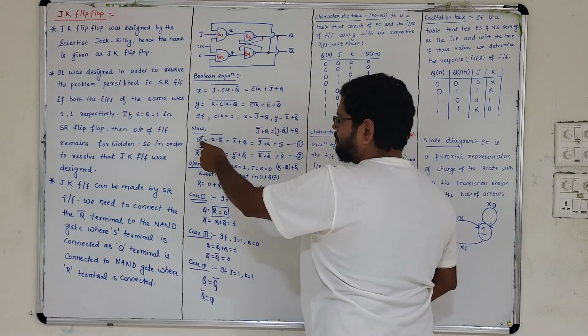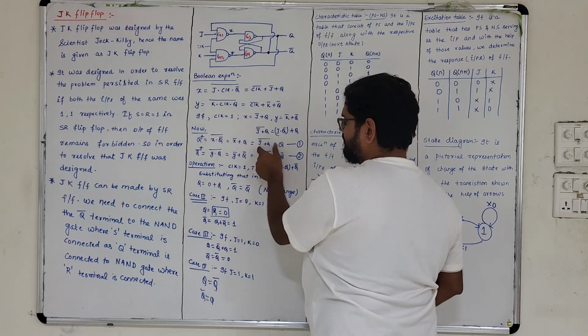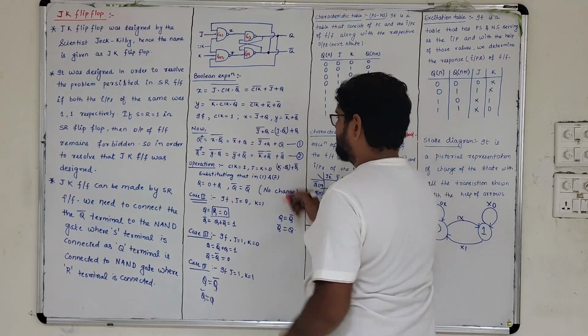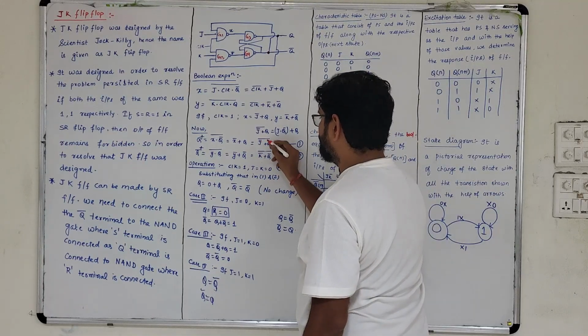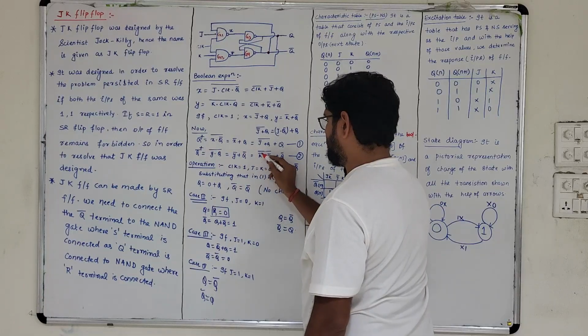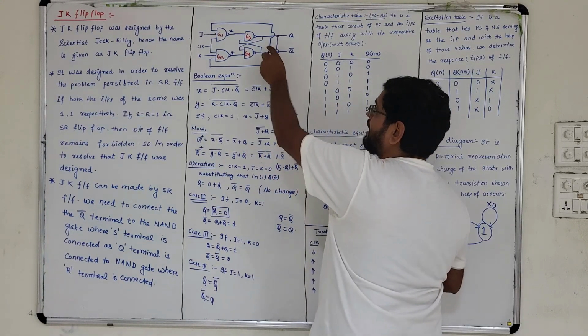So we are getting the value of Q bar plus and Q plus, and the final output that we were getting after solving all those equations is J bar plus Q whole bar plus Q. Similarly, we are getting Q bar plus equals K bar plus Q bar whole bar plus Q bar. Now this is very easy. You can have the analysis.